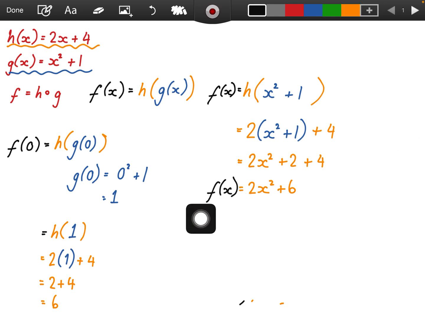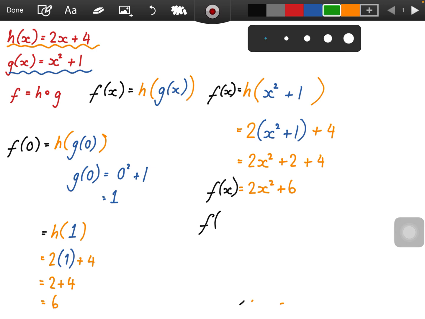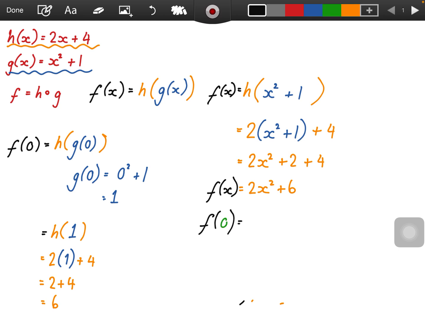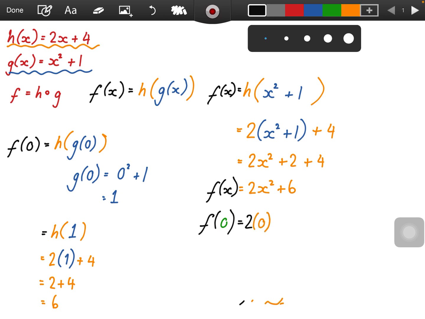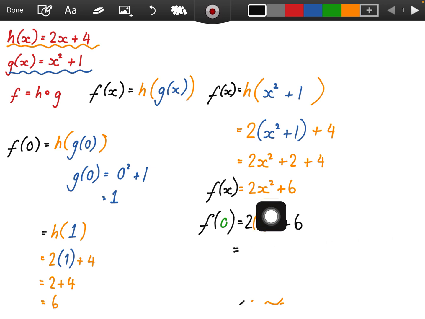If I'm going to be asked for a load of different input values, then it might be quicker for me to just do it like this. Then I can jump straight to what I was given, which is f of 0, and I'll use a new colour. That is 2 times 0 squared, which is all just going to cancel to 0, plus 6. So 2 times 0 squared is 2 times 0, which is 0. So my final answer there is 6.